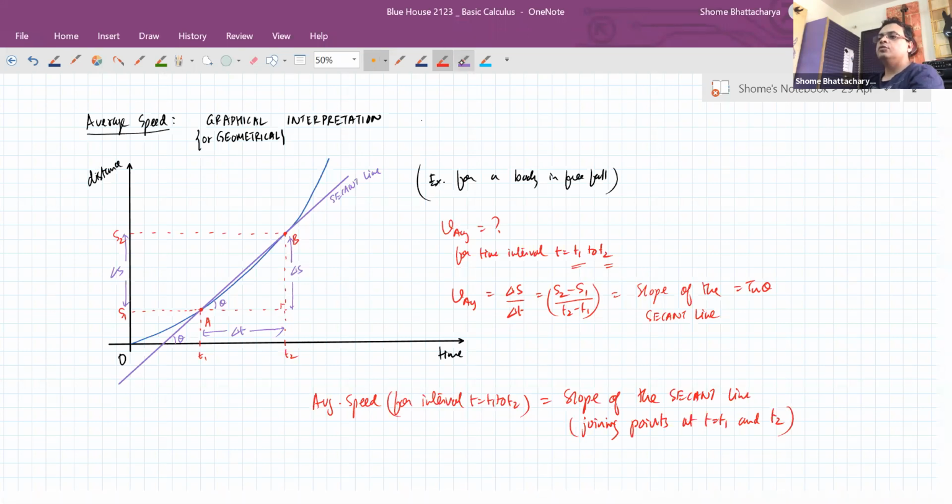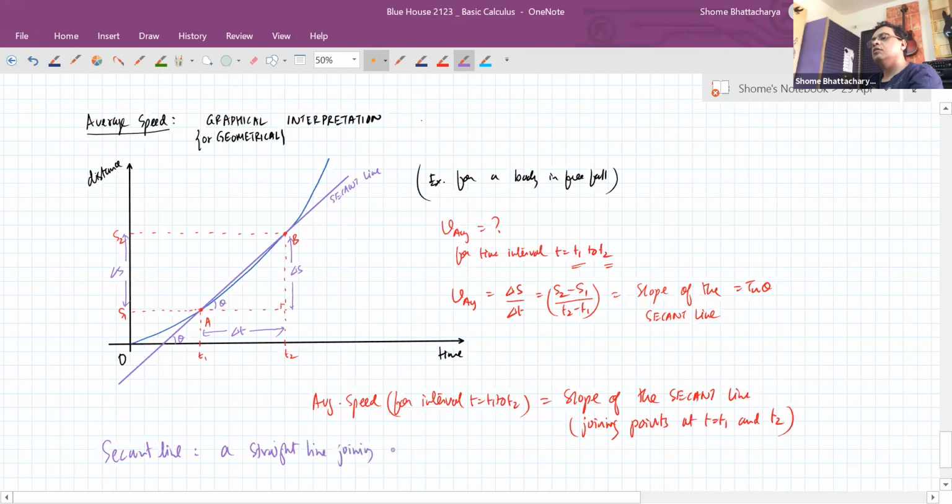Okay. So first of all, what is a secant line? A secant line is a straight line joining any two distinct points on a graph. Okay. So any kind of general graph that we have.